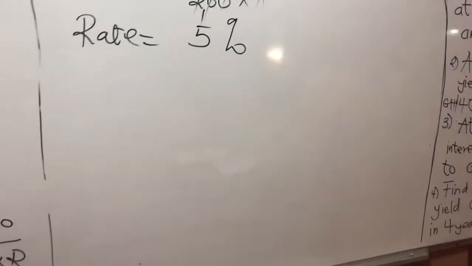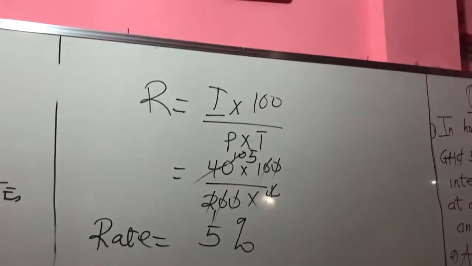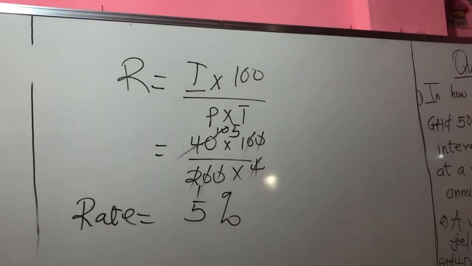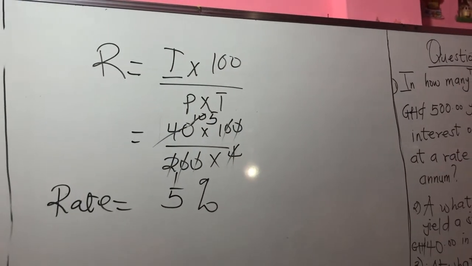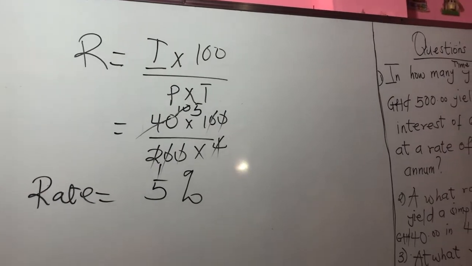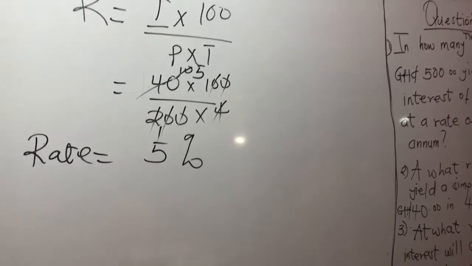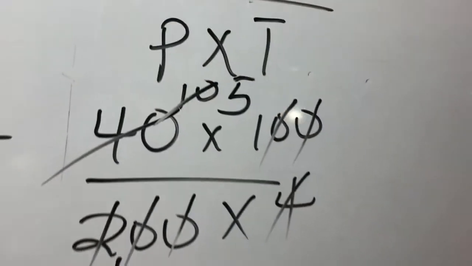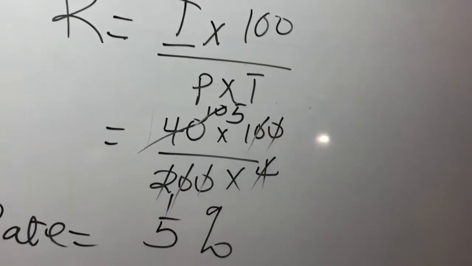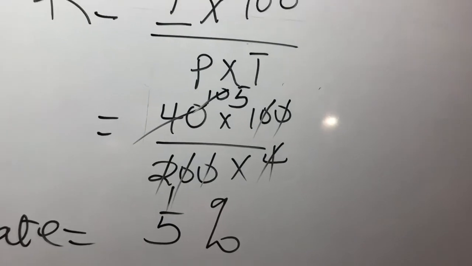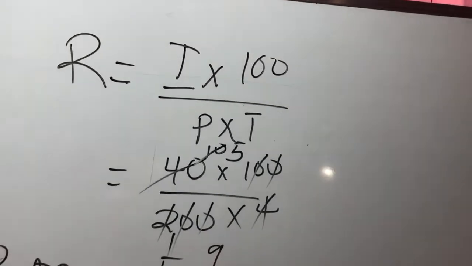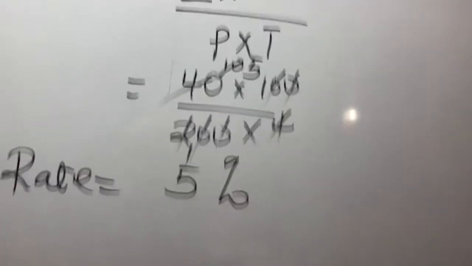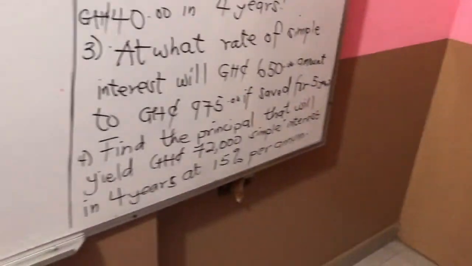Please don't write rate as 5 years for me. It's only when you are finding the time. So time is in years. Your time too can be in months. We'll get questions like that. But this particular one, the time is in years. The rate is in percentages, and your principal is money, so that one is in Ghana cedis, depending on what currency they give you. Okay, let's take the third question.